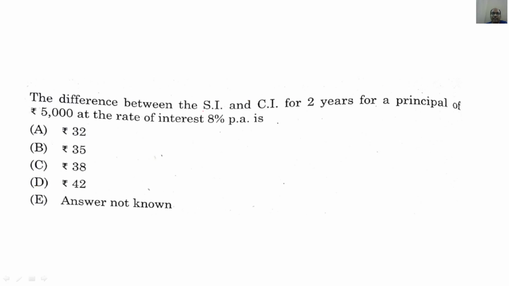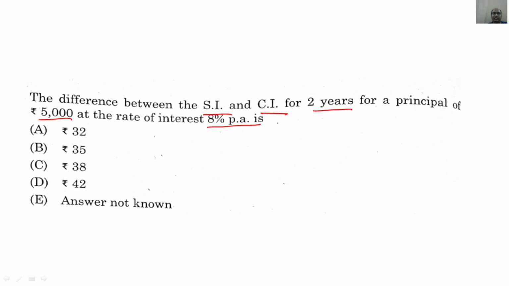The difference between the SI and CI for 2 years for a principal of 5,000 at the rate of interest 8% per annum is. Though there is a direct formula, now I want to tell you with basic steps how to find out even compound interest. That is my main motto here.